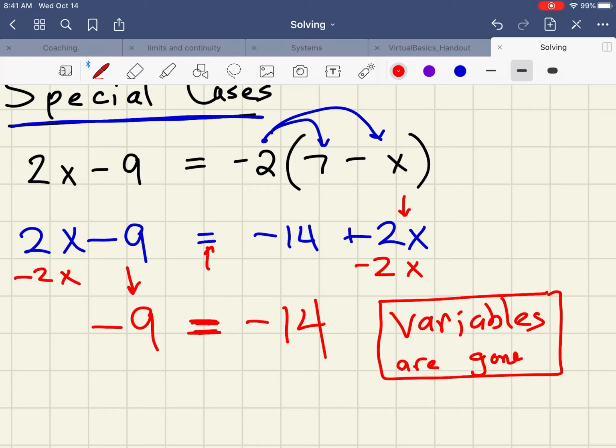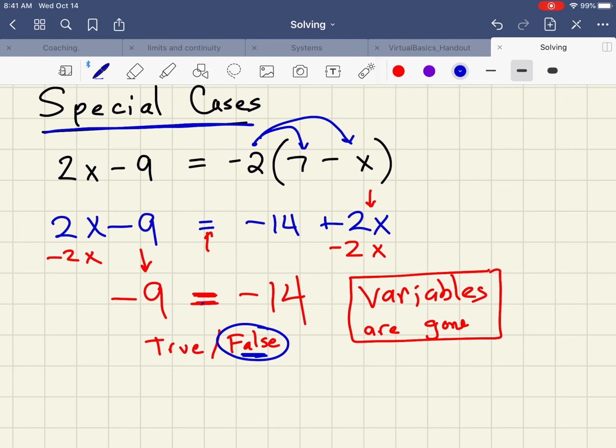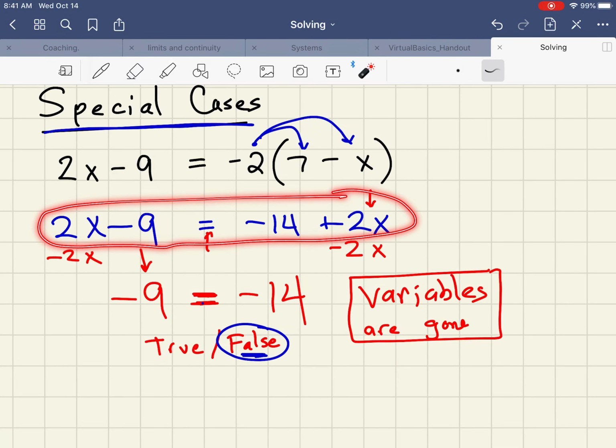So when that happens, you're going to be left with a true or false statement. This particular statement is clearly false. -9 does not equal -14. And if you think back to the blue equation here, you have 2x minus 9 equals -14 plus 2x. No matter what, if I plug in an x here, the 2x on this side and the 2x on this side are going to be the same.